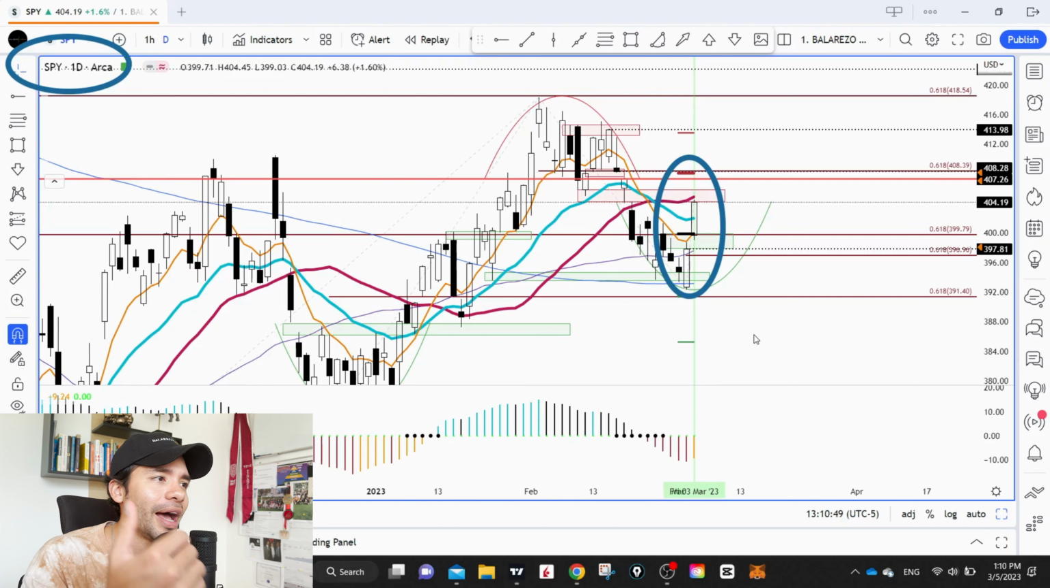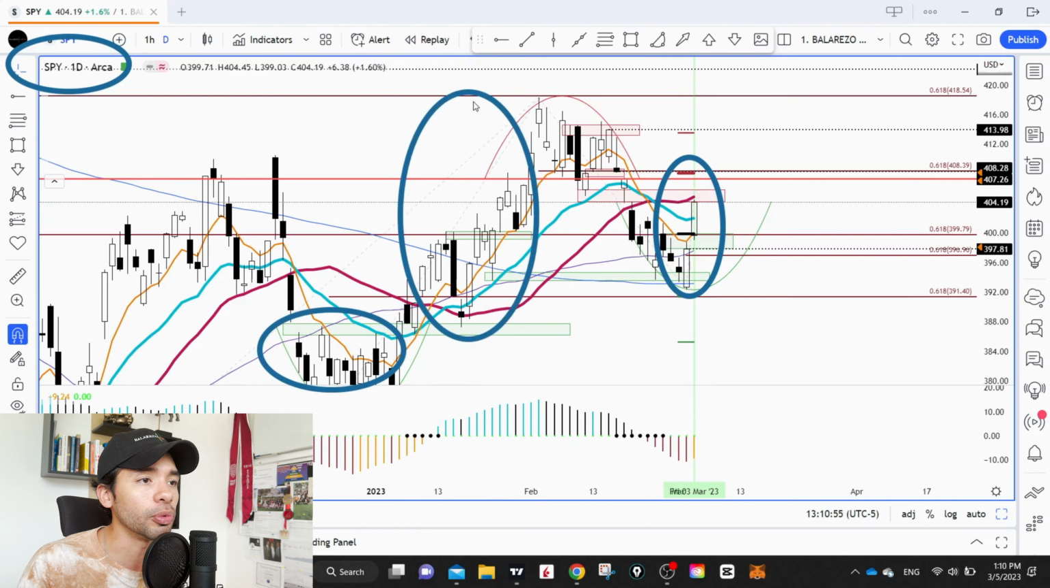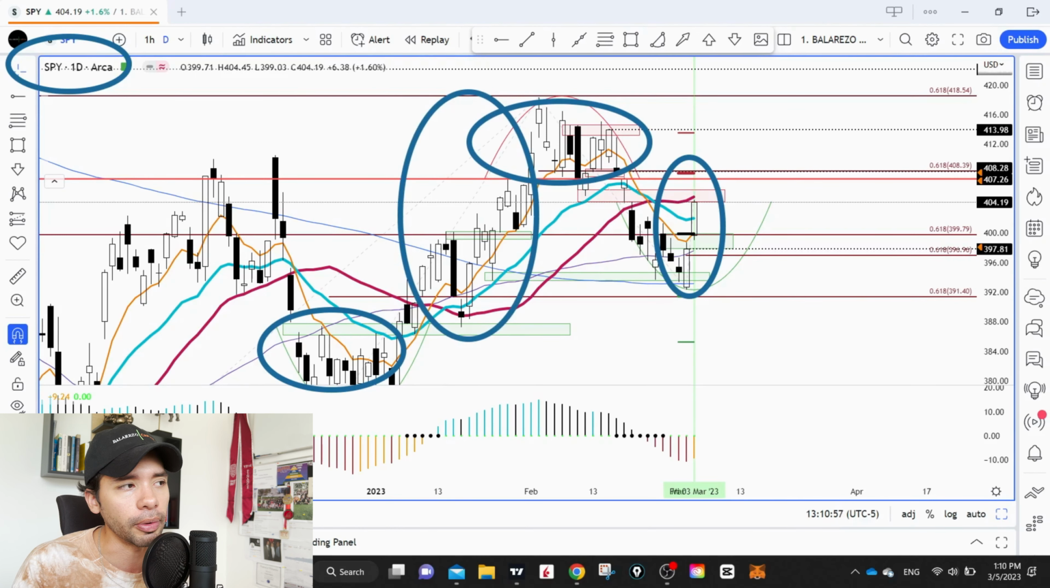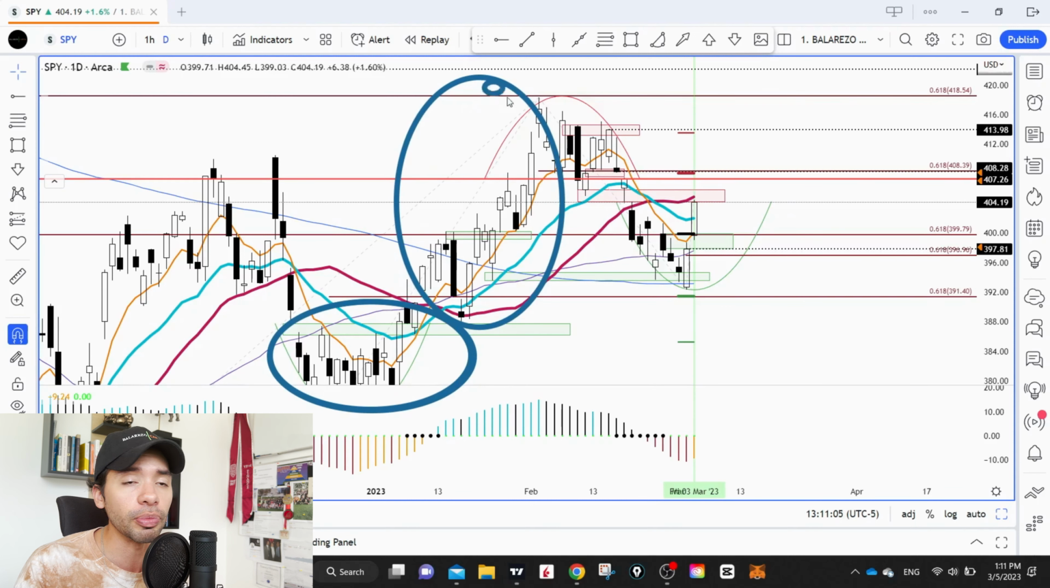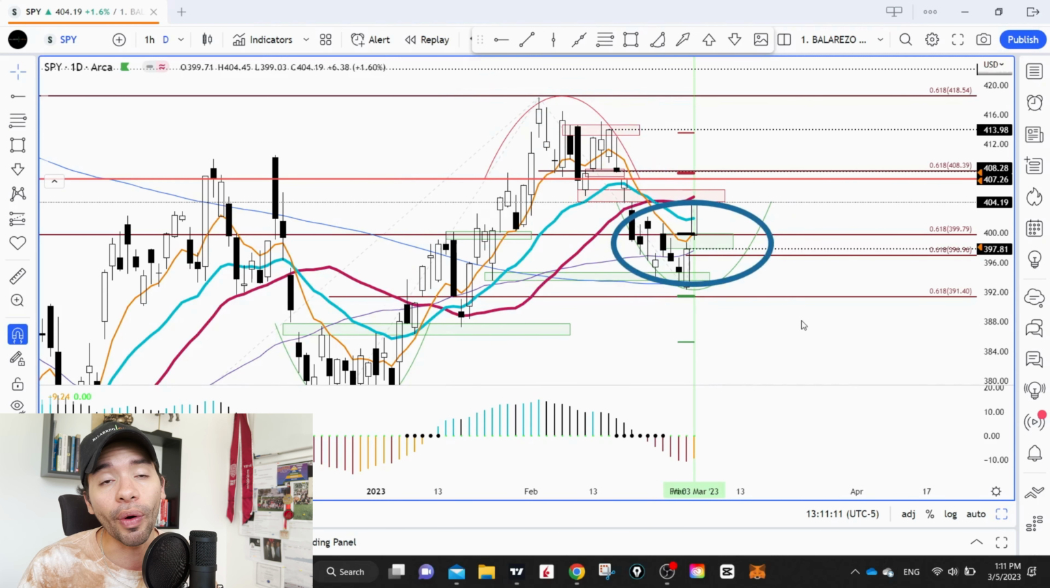Why? Because the SPY is now changing structure, right? You can see right here that we have the advanced phase, then we have the distribution phase, something that I'm going to talk about in the upcoming video. You can see here once again the accumulation phase, then the advanced phase, then the distribution phase, and then the decline. Now we are starting to see the accumulation phase once again.